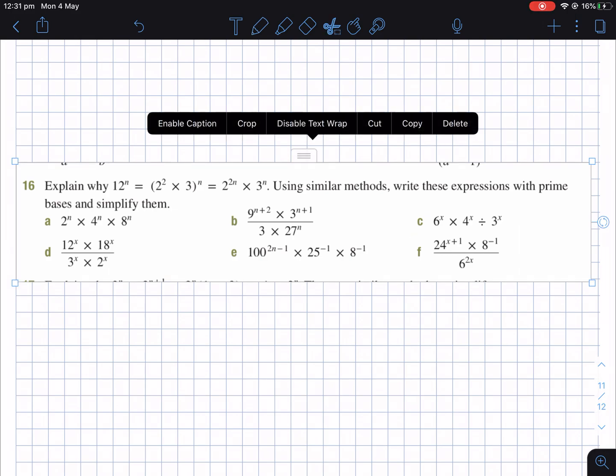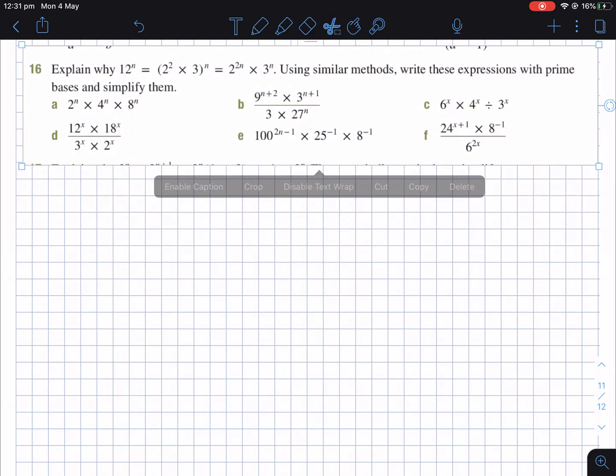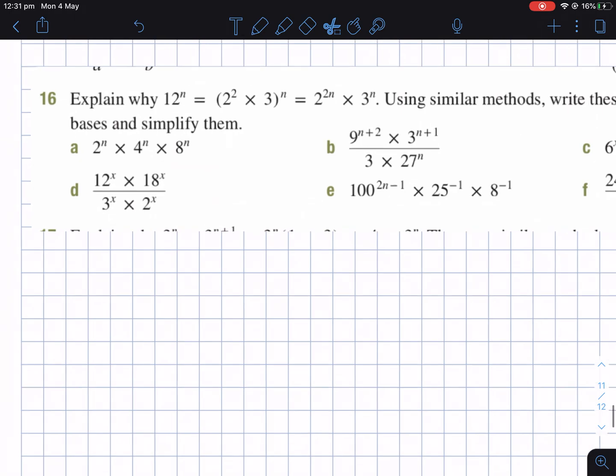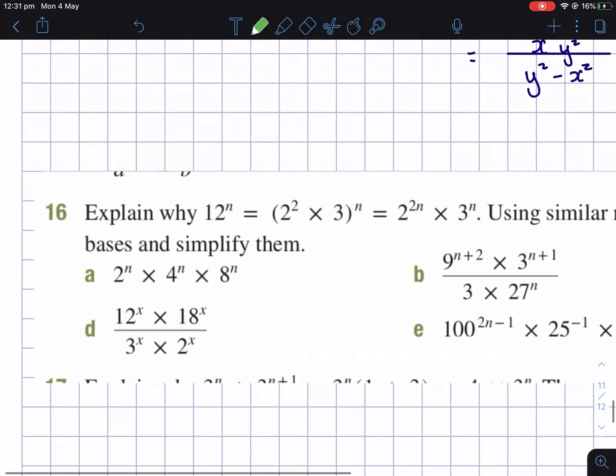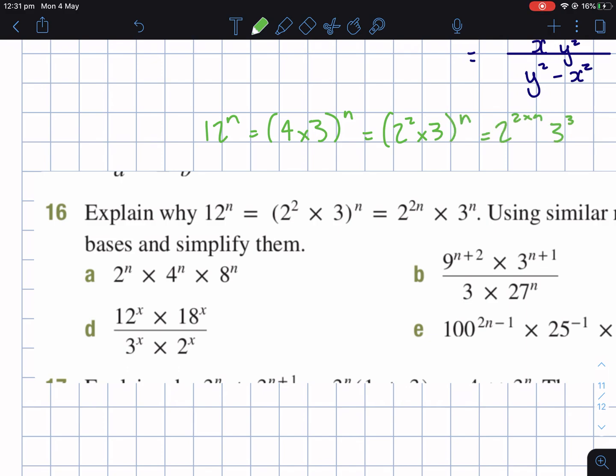Question 16. Explain why 12 to the n is the same as, okay. Now, I'm going to do that quickly up above. 12 to the n is the same as 4 times 3 to the n, which is the same as 2 squared times 3 to the n, which is the same as 2 to the 2 times n, 3 to the 3 times n, so it's 2 to the 2n times 3 to the n.